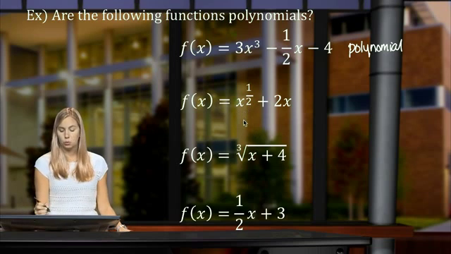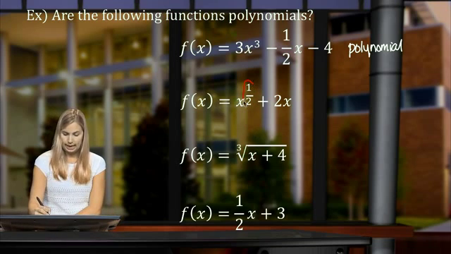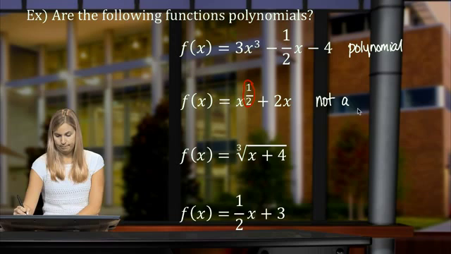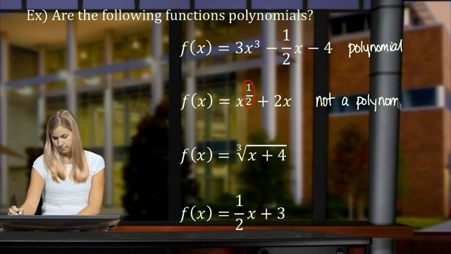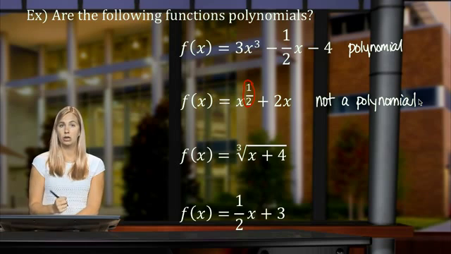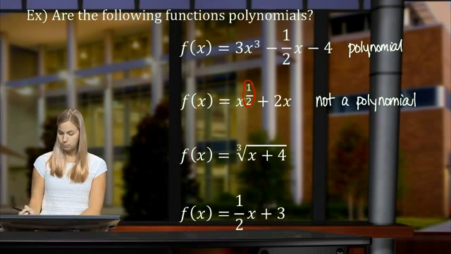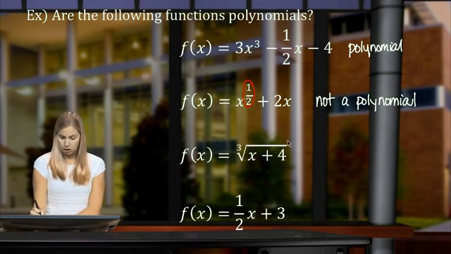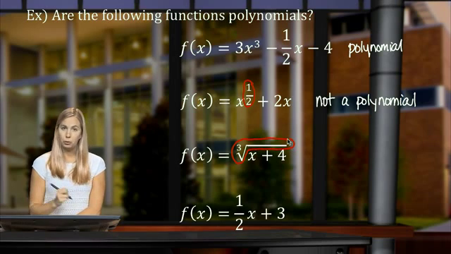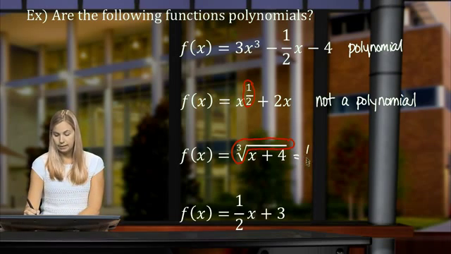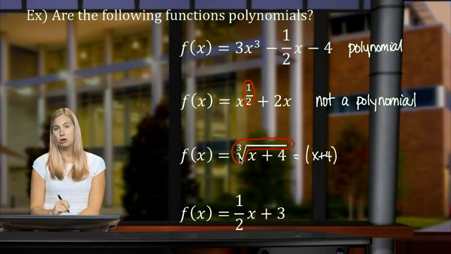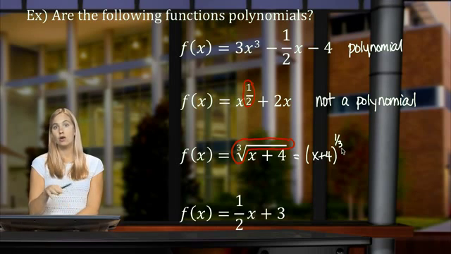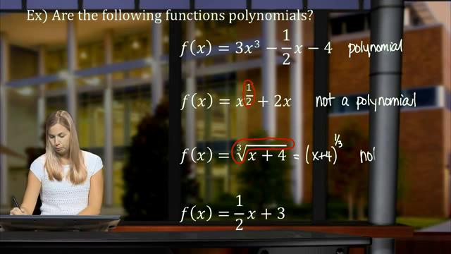f of x equals x to the 1/2 plus 2x. This exponent of 1/2 is what makes this not a polynomial. One-half is not a whole number, it's a rational number, so be careful with that. F of x equals the cube root of x plus 4. This cube root is what is maybe a little bit weird for us. But we can rewrite this. X plus 4, the cube root is the same as raising it to an exponent of 1/3. And there we see our non-whole number exponent, so this is not a polynomial.